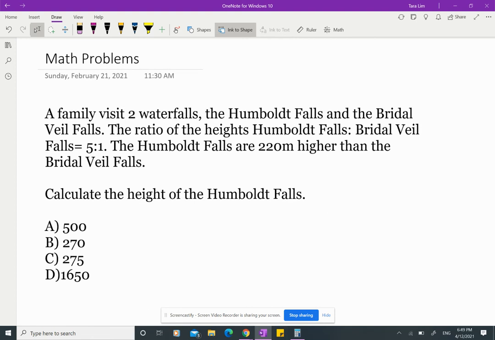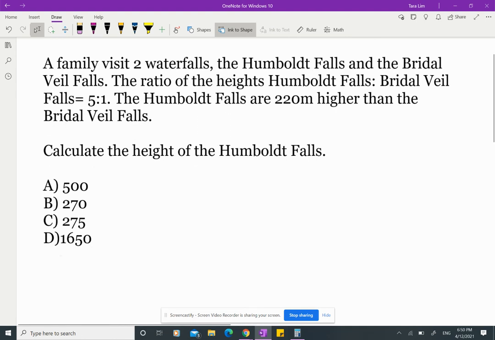Someone visits two waterfalls, the Humboldt Falls and the Bridal Veil Falls. The ratio of the height of Humboldt Falls to the height of Bridal Veil Falls is equal to 5 to 1. The Humboldt Falls are 220 meters higher than the Bridal Veil Falls. Calculate the height of the Humboldt Falls.